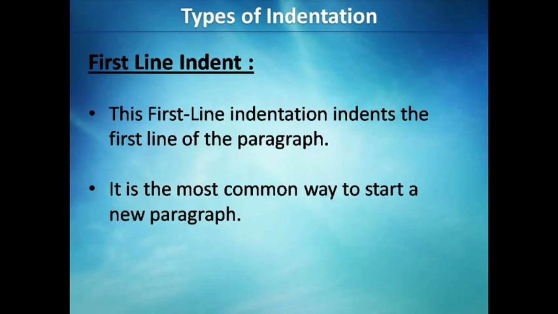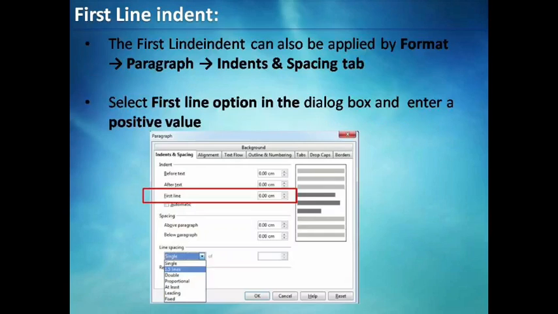Instead of that, we may apply first line indent by using the paragraph dialog box. First line indent is the most common way to start a new paragraph. Let us see how we will apply first line indent in a paragraph. For that we have to open the paragraph dialog box. To do that we have to click the format menu, then choose the paragraph submenu. In the paragraph dialog box, we have to click the indents and spacing tab.